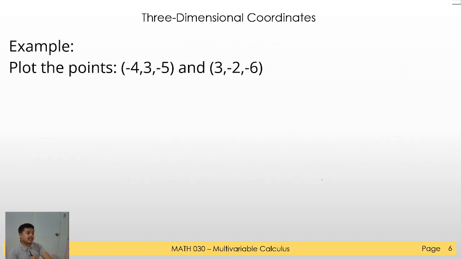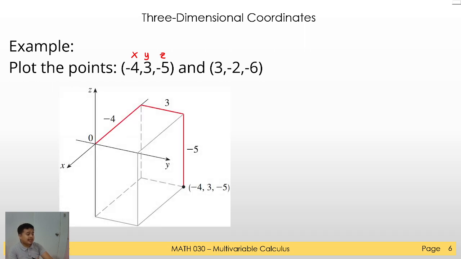Okay, so let's have an example on how to plot the given points in a space. So we have the point (-4, 3, -5). So what does this basically mean? We have this x, this y, and this z coordinate to represent our point. So to visualize that, we have this graph to represent this point.